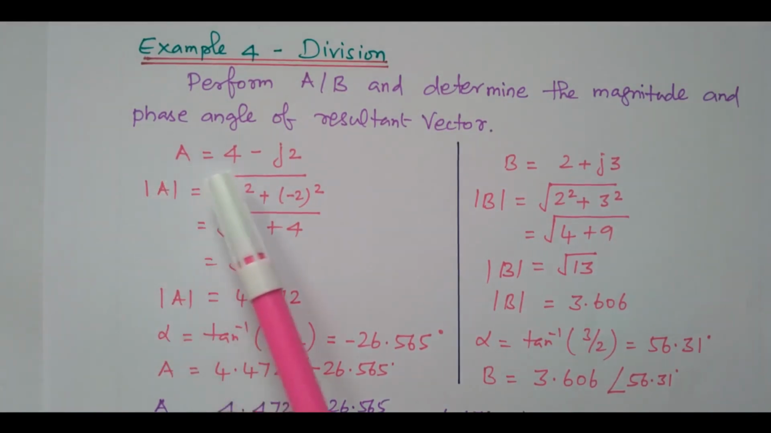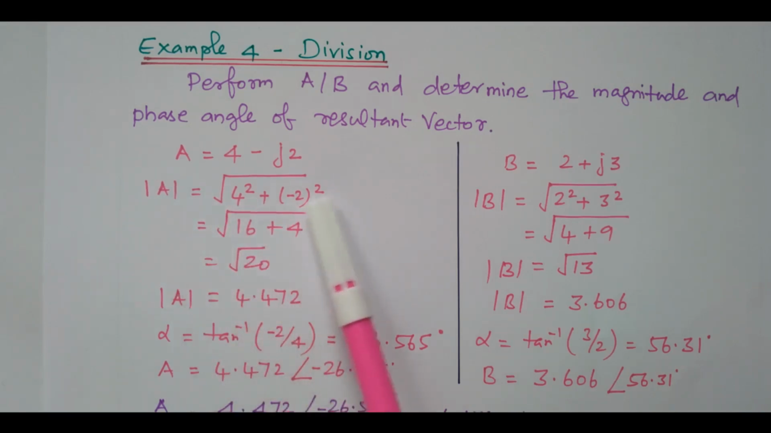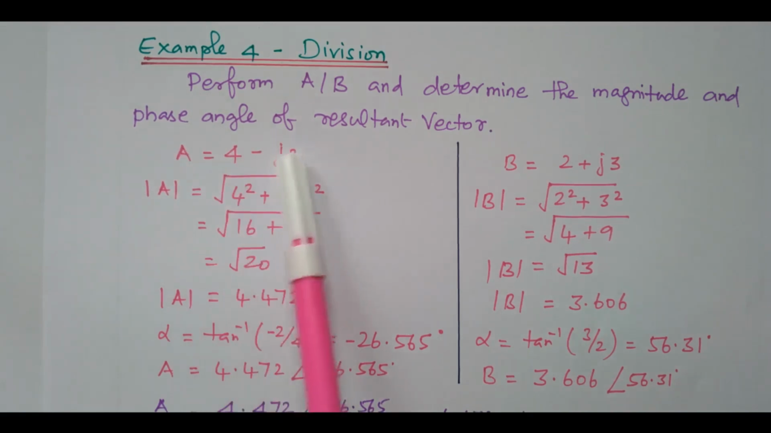This is the first vector, a equal to 4 minus j2. We will convert that into polar form. The magnitude of a is the square root of 4 square plus minus 2 square, so the value is 4.472. Then the angle is tan inverse of minus 2 by 4, imaginary term divided by real term, which is minus 26.565. So it is represented in polar form as 4.472 with an angle of minus 26.565.